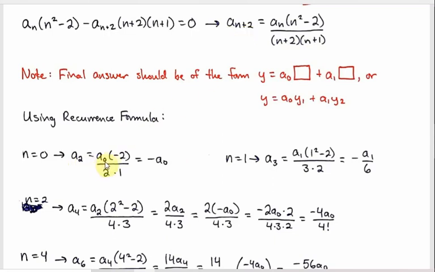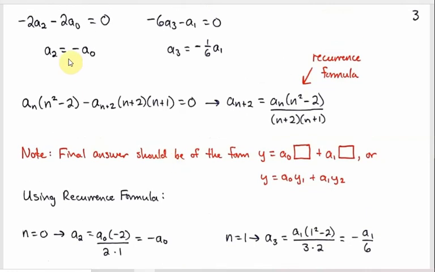It would be a0 times 0 squared minus 2, which is negative 2, over 2 times 1. Okay, well then that's just negative a0, but we knew this already, right? If we go up there, it's this. But this is almost functioning like a check. We know what we're supposed to get and we're getting it. So that's nice.